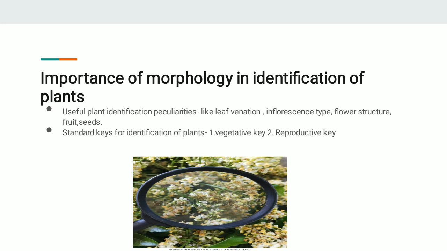Now we are dealing with the importance of morphology in the identification of a plant. It is a main topic. Useful plant identification peculiarities are leaf venation, inflorescence type, flower structure, fruit and seeds. First of all, we see leaf venation. There are two types of leaf venation: one is parallel venation, another is reticulate venation.